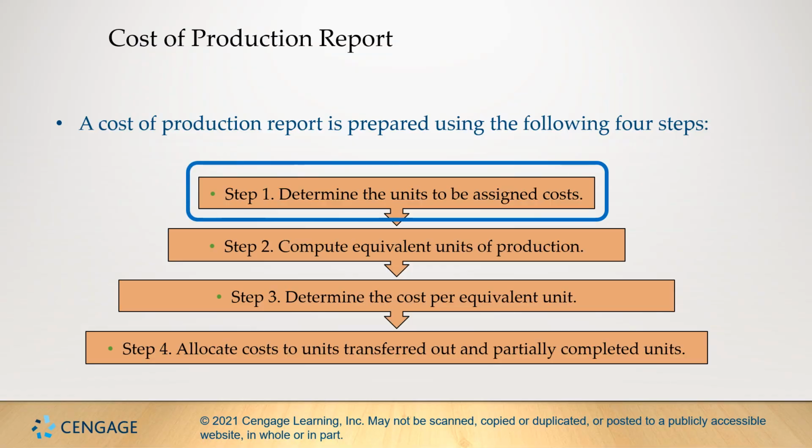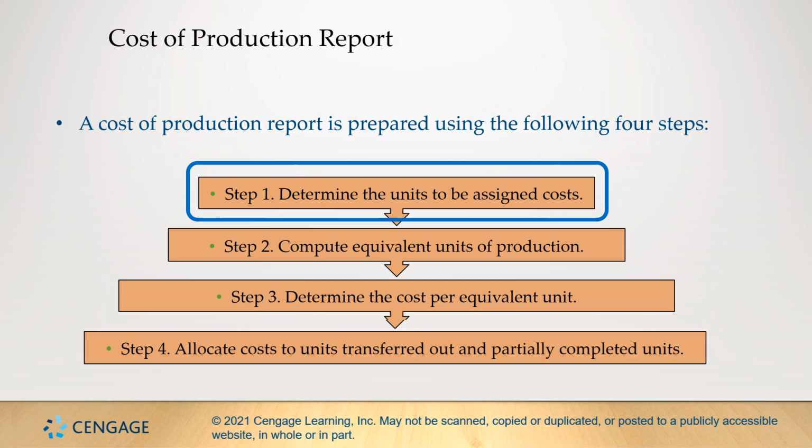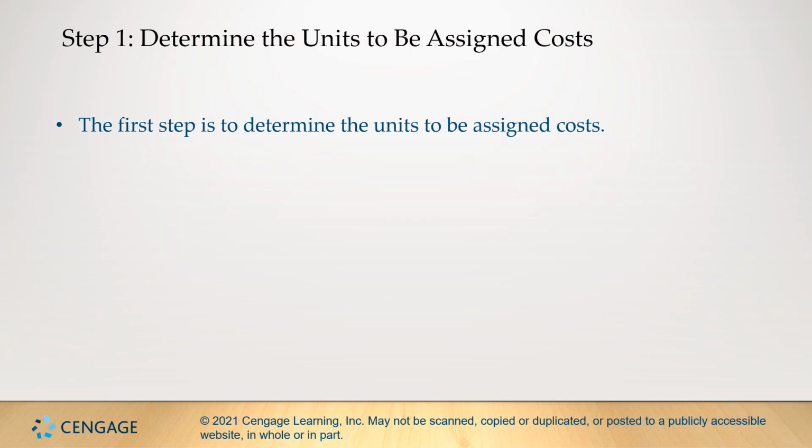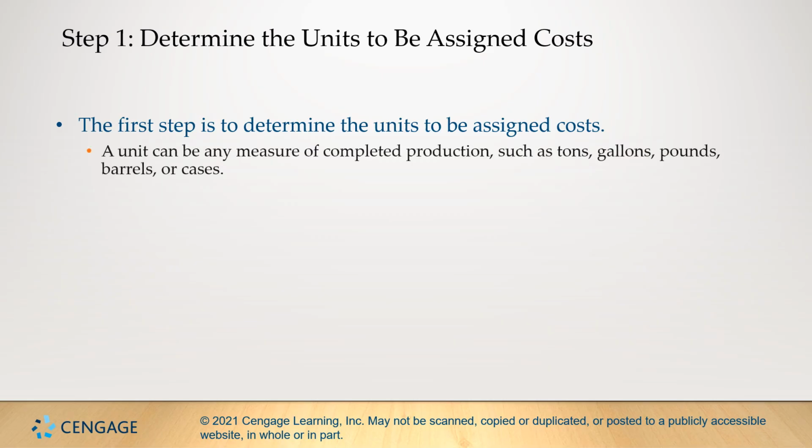We'll use those numbers as we perform step 1, determining the units to be assigned costs. Your unit can be any measure that is appropriate for what you're producing. Depending on what you're producing or how its package contents are measured, you may use tons of mineral ore, gallons of milk, pounds of meat, and so forth. As we already mentioned, Frozen Delight measures its units in gallons of ice cream.